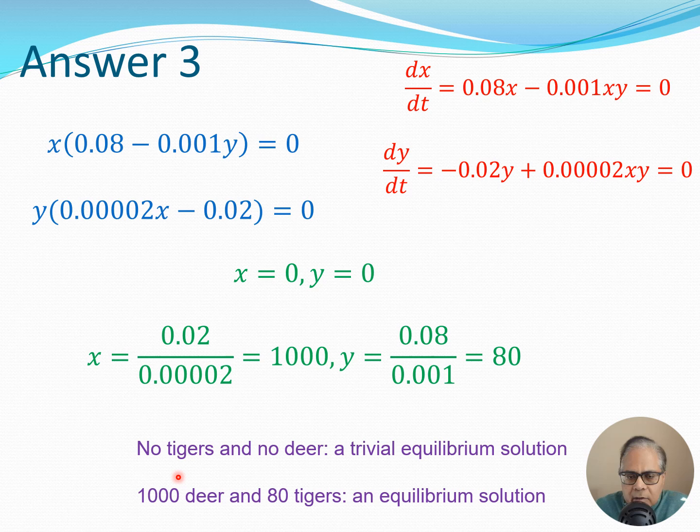Now in most cases this is something which seems reasonable because you are going to have a far fewer number of predators than you are going to have prey.